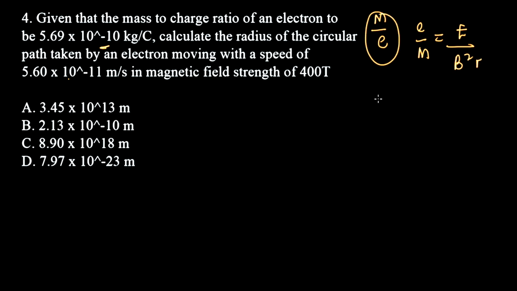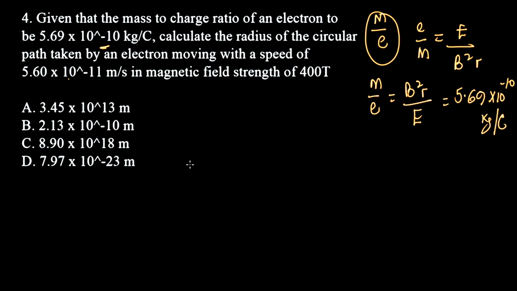But we're given the mass to charge ratio, so we have that m over e equals B squared R over E. We have this to be 5.69 times 10 raised to power minus 10 kilograms per coulomb. The speed, which is the velocity, is 5.60 times 10 raised to power minus 11 meters per second. B, the magnetic field strength, is 400 Teslas.